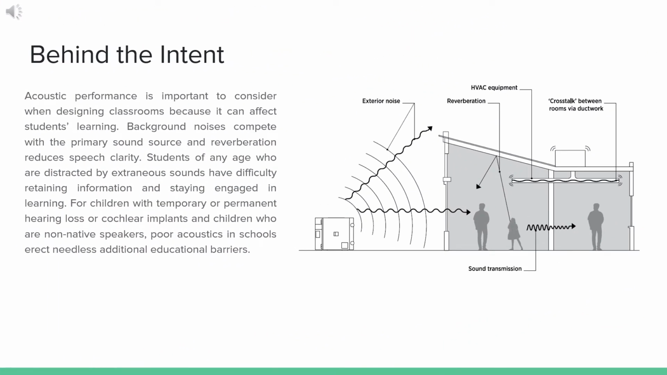Acoustic performance is important to consider when designing classrooms because it can affect students' learning. Background noises compete with the primary sound source, and reverberation reduces speech clarity. Students of any age who are distracted by extraneous sounds have difficulty retaining information and staying engaged in learning. For children with temporary or permanent hearing loss or cochlear implants, and children who are non-native speakers, poor acoustics erect needless additional educational barriers.